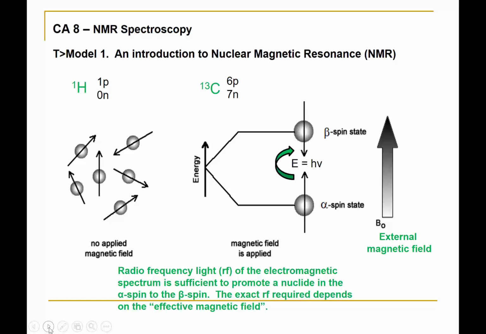Now, all of this would not be particularly helpful if all our protons required the same amount of energy to flip from the alpha to the beta spin state. But as it turns out, the exact radio frequency required depends on the effective magnetic field. So while there's one external magnetic field, the effective magnetic field depends on the environment that each proton finds itself in. The environment will be related to whether or not it's a CH3 group or a CH2 group, or whether or not the CH2 group is next to an electron withdrawing carbonyl group. Those things will impact the sorts of environment that the protons find themselves in.